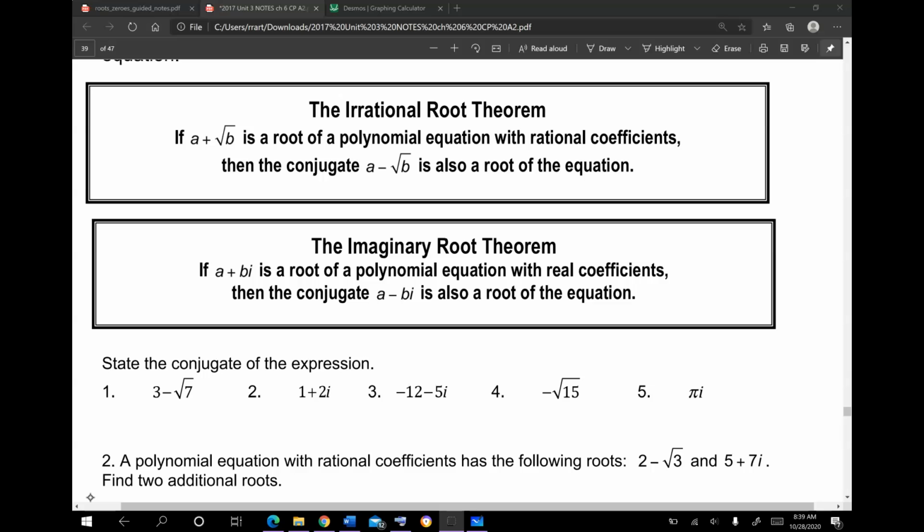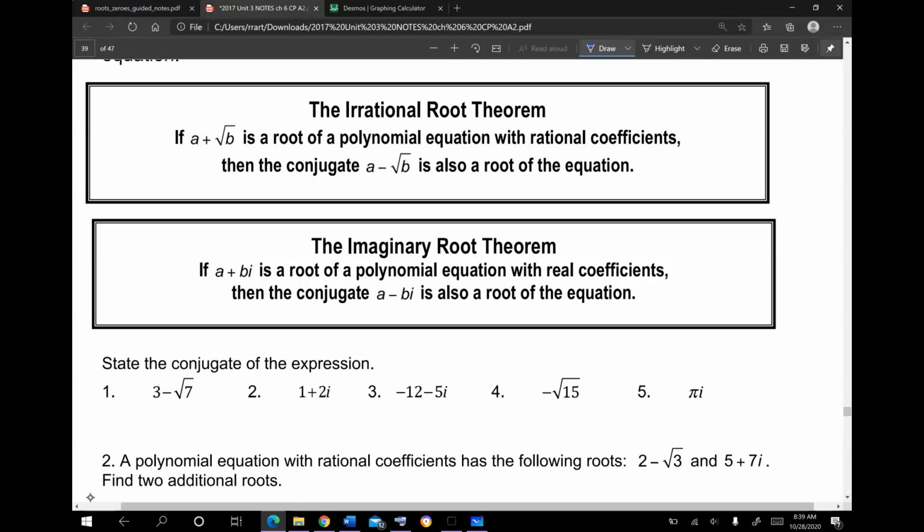So you'll always have pairs of imaginary numbers. You'll never have 3 imaginary roots. You'll never have 7 imaginary roots. You'll only have like 6, 4. You should only ever have an even amount of imaginary roots. So this says to state the conjugate of the expression. Okay? So the conjugate just means you're changing that sign in front of the imaginary or irrational number.